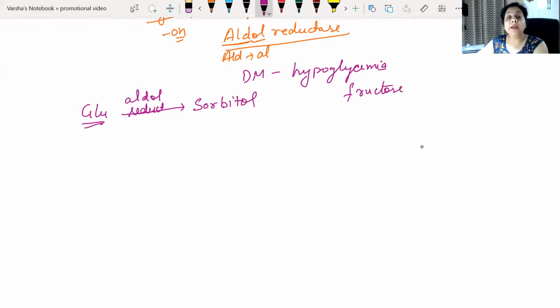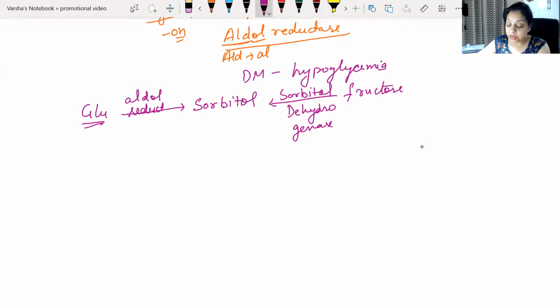Fructose is not an aldehyde. It is not converted into sorbitol by aldol reductase. Okay, so it is not related to the polyol pathway, but there is sorbitol. There is this enzyme sorbitol dehydrogenase, which converts fructose into sorbitol.